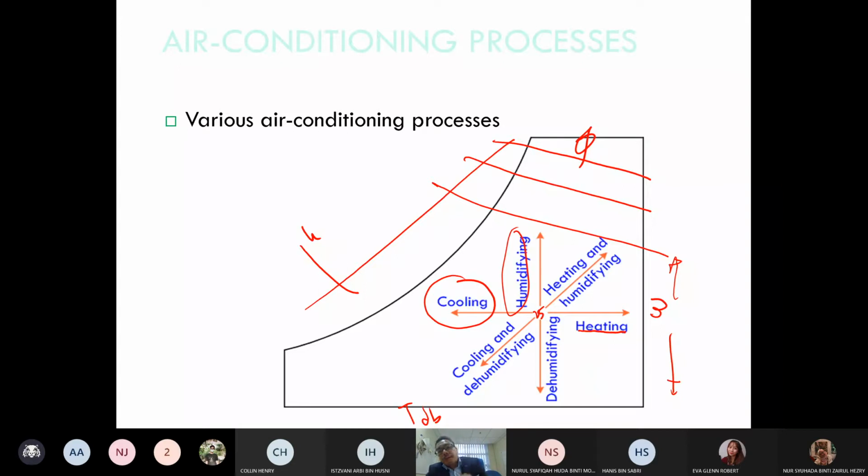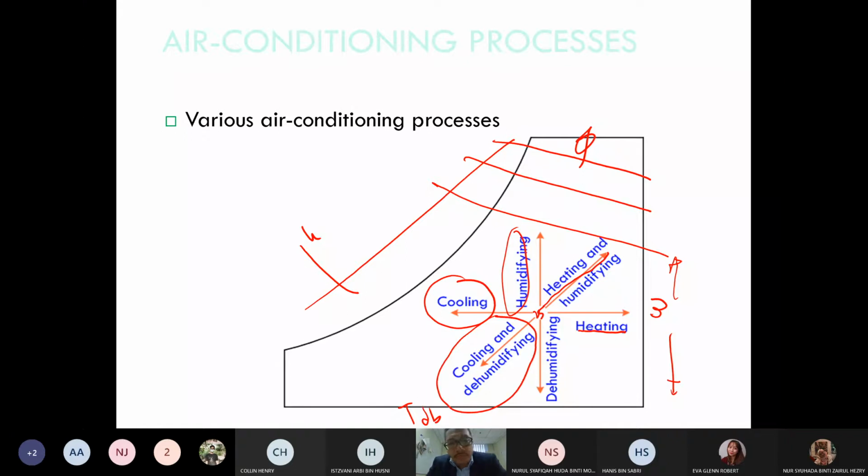Okay, and then as well, if you are involving two processes, which is the heating plus the humidifying, you move, if we take a compass, this is north, this is east, northeast, which is heating and humidifying. Okay, and then this is the south, and this is going to be cooling and dehumidifying, involving two processes.